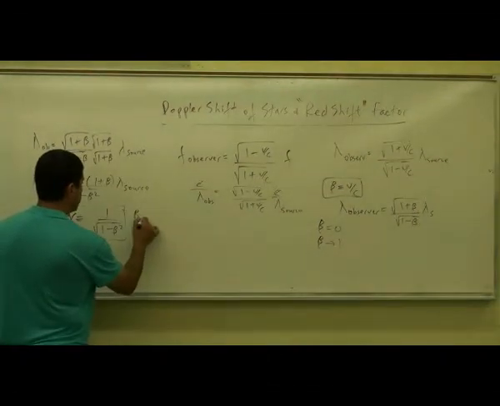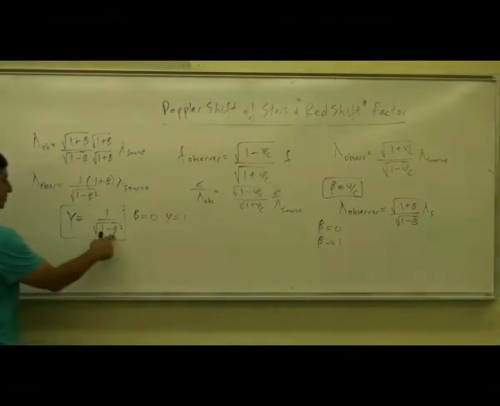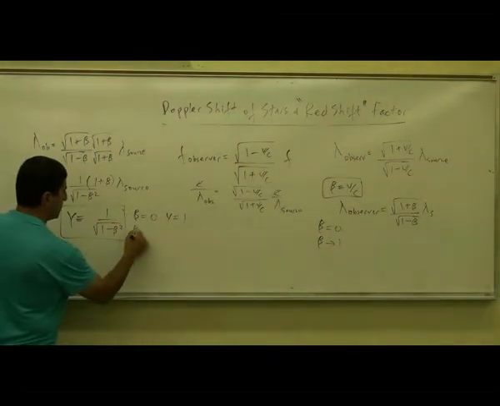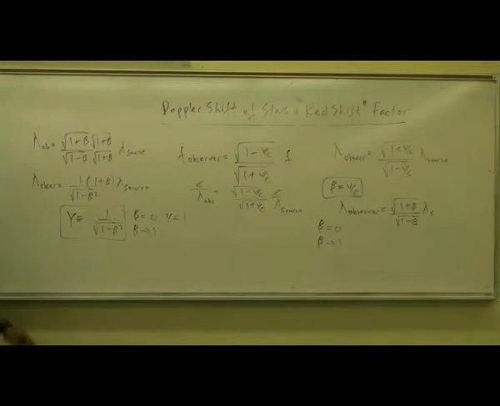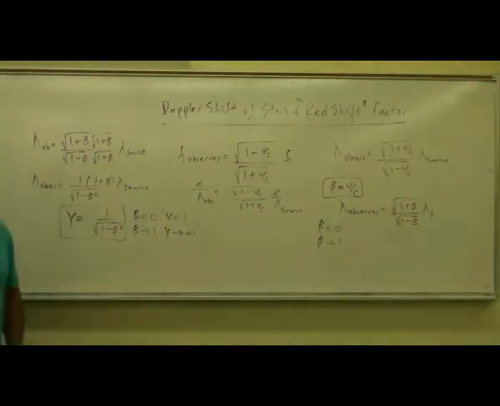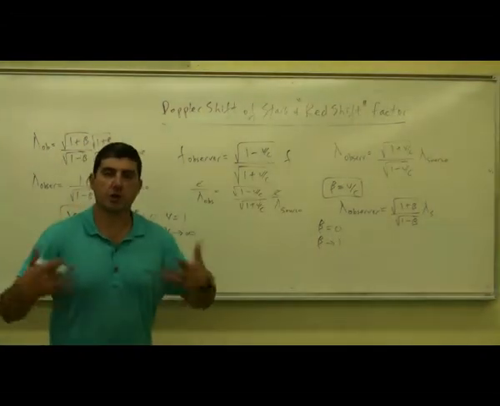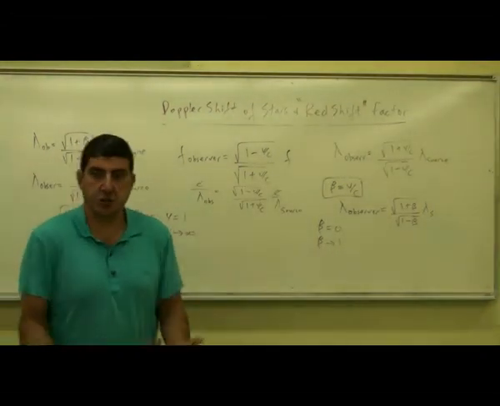When beta is 0, gamma is 1, right? Relativity factor. As beta approaches 1, what happens to gamma? As this gets closer and closer to 1, this starts reaching 0, gamma approaches infinity. Okay? So that's when we say in relativistic terms that you are going at relativistic speeds because your gamma is approaching infinity.